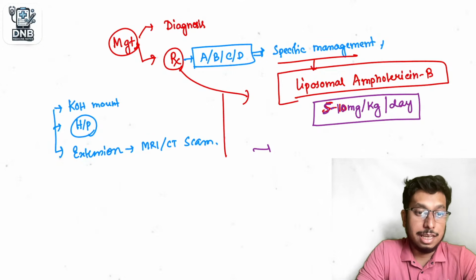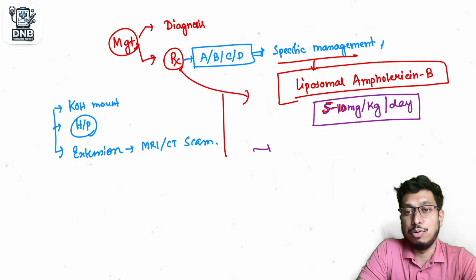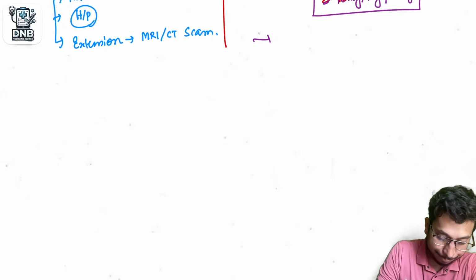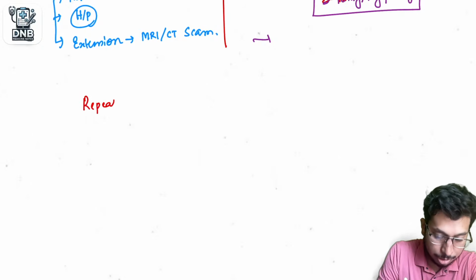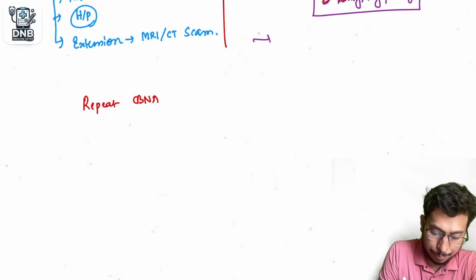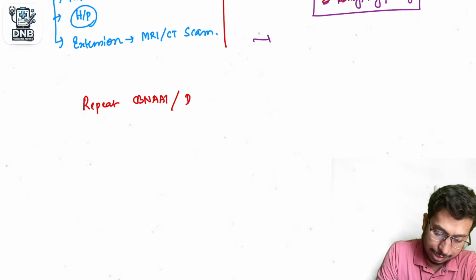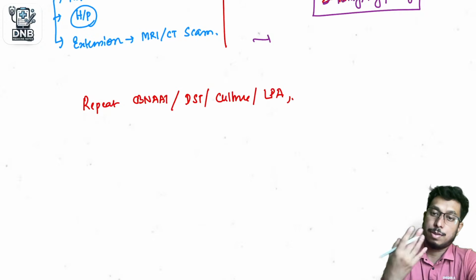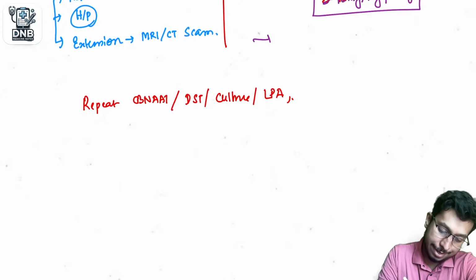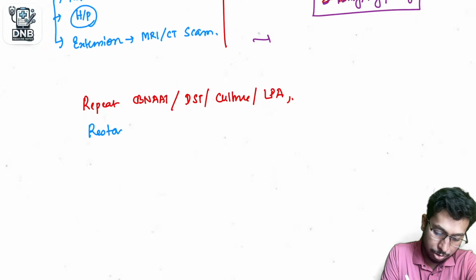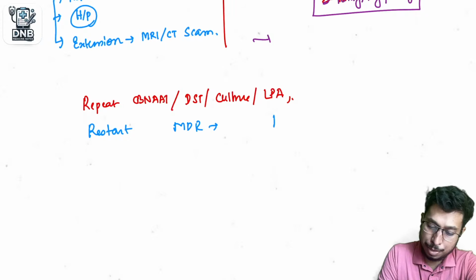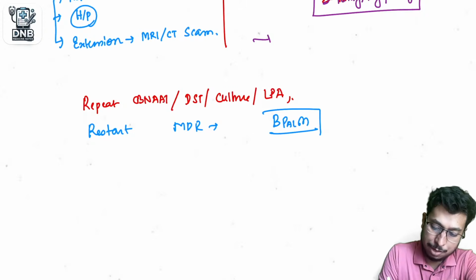So what is the important thing? MDR TB. So how do you approach a case of MDR TB? We need to repeat CBNAAT. Repeat CBNAAT. In the meantime, check for drug sensitivity testing and culture and line probe assay. Okay, and obviously because the patient is a treatment defaulter, you need to restart MDR therapy. So what is the current MDR therapy preferred? It is the BPaLM regimen. Okay, bedaquiline-based regimen.